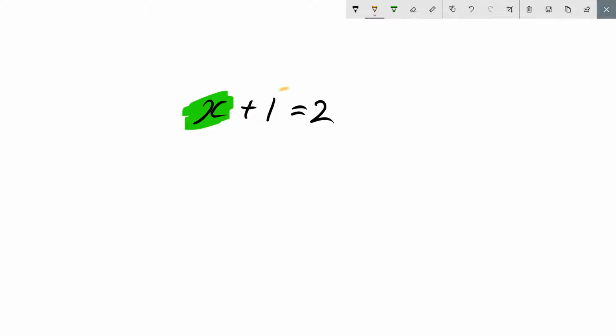Well, I can subtract 1 on both sides, and I get x equals 2 minus 1, which is 1. And you can sub that back in, and you get 1 plus 1 equals 2. And that's what we explained previously.